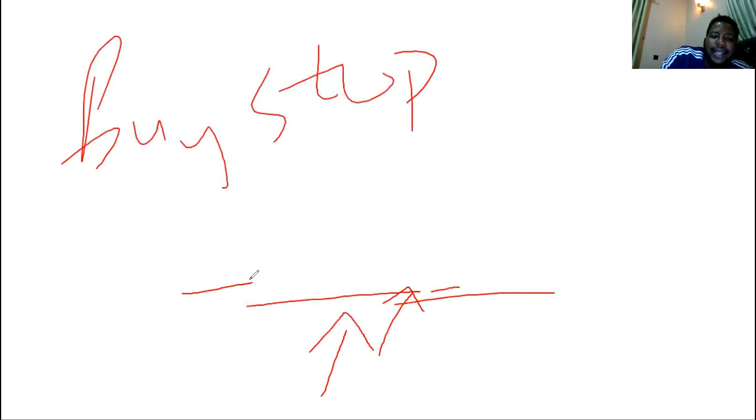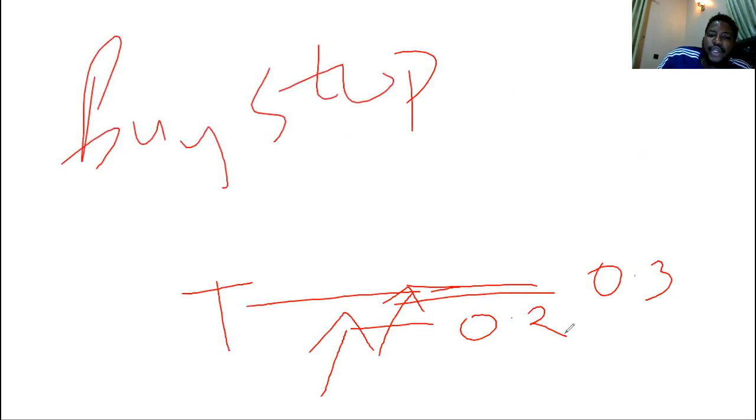So let's say this is your target. Clicking on buy stop and setting, let's say this level is 0.3 and the market is at 0.2. The buy stop is basically saying that immediately the market gets to 0.3, you should automatically trigger your order so that you'll be in the order. That is what buy stop means. Immediately the market hits this point, let me start buying.